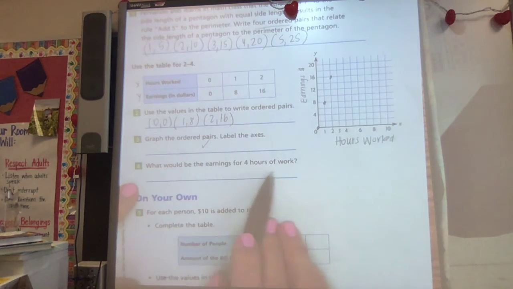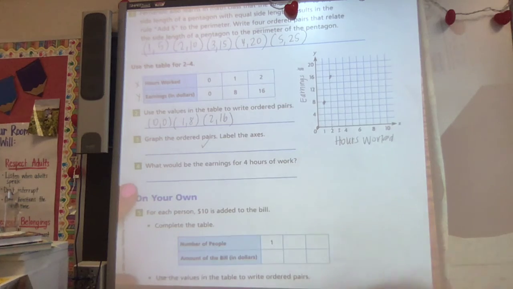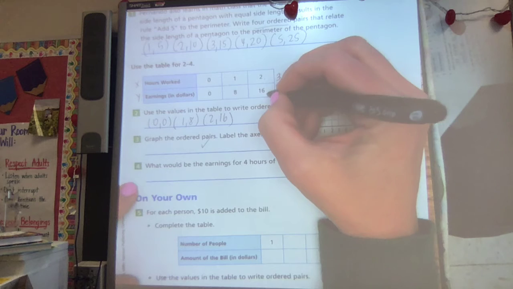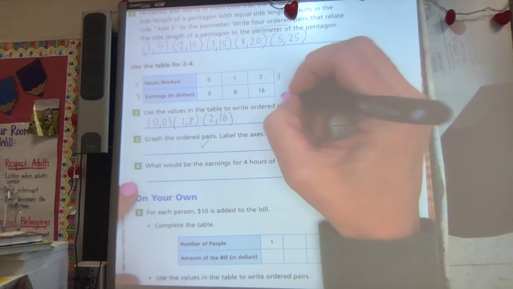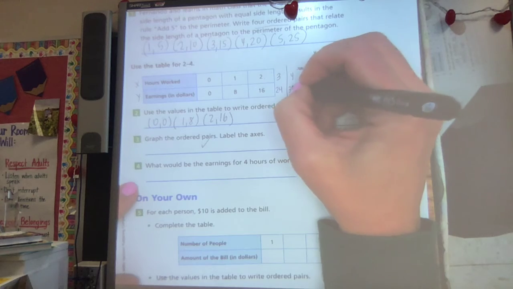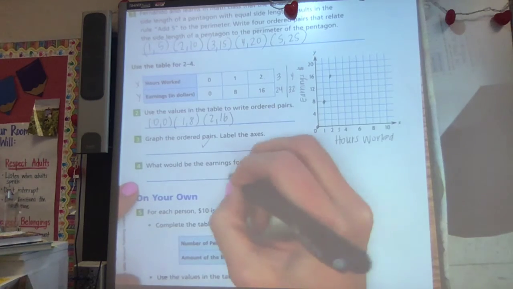What would be the earnings for 4 hours of work? So 3 hours would be 24, multiplying by 8 each time. 4 would be 32. $32.